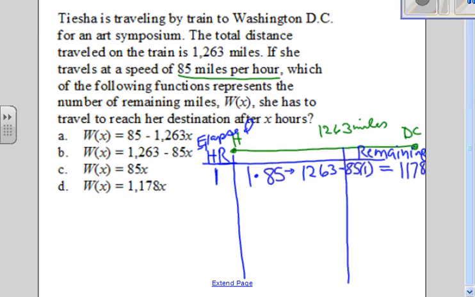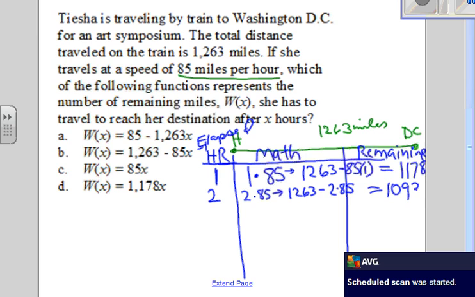Now I'm doing the math here, and I'm being very explicit because that helps me to figure out the formula. At hour 2, that's going to be 2 times 85. But if you want to know how much remains, you would take 1263 and subtract 2 times 85. Notice I didn't do the math, and there's a reason for that. If I do the math, it's hard to see the structure in this expression. But if I leave it undone until the very end, I think it's easier to see.